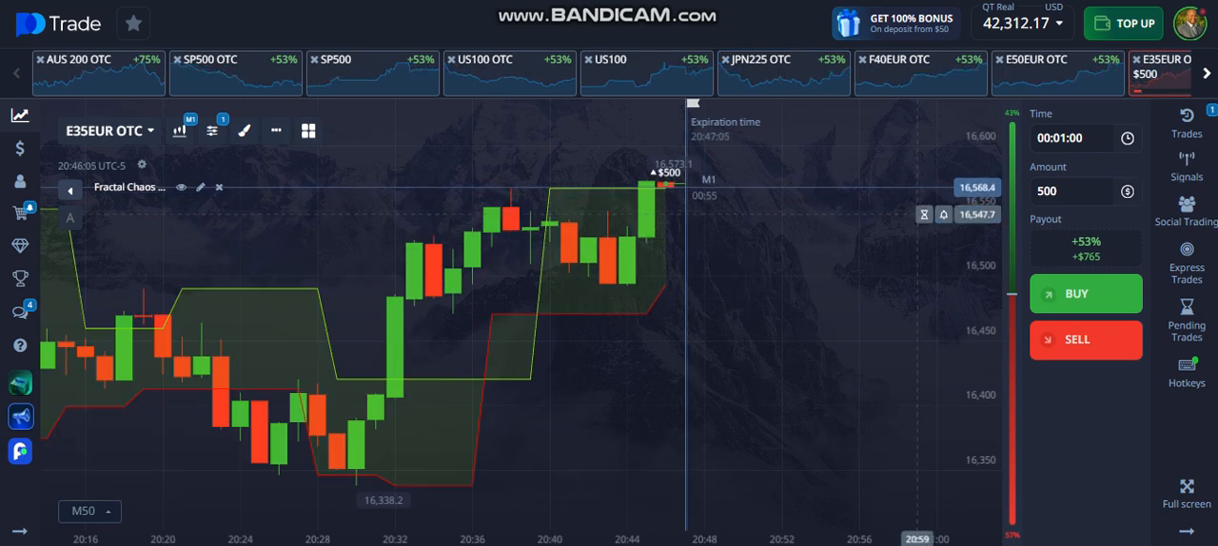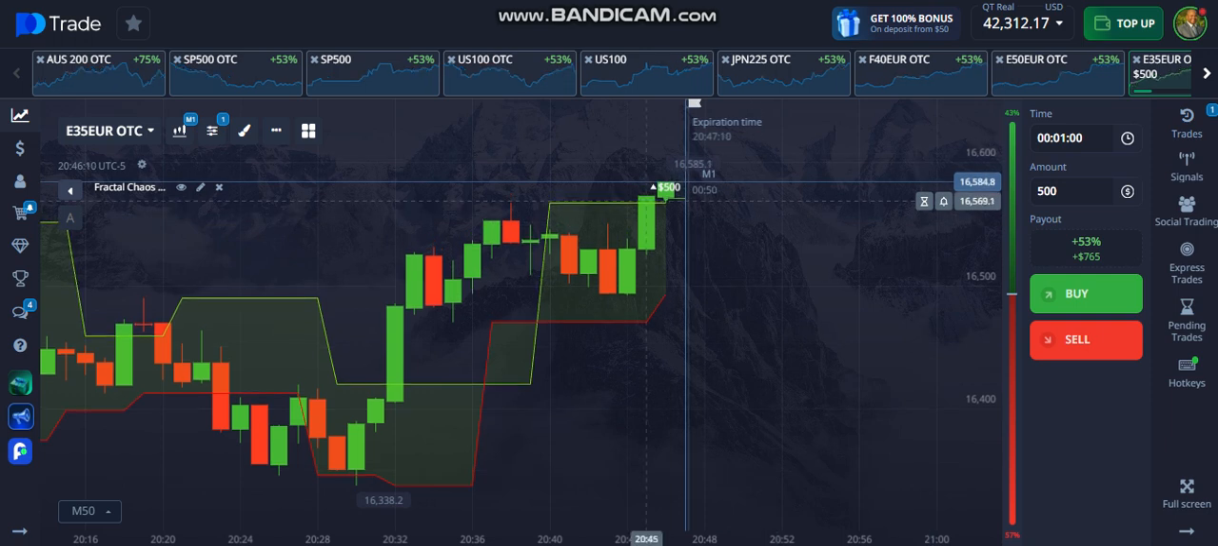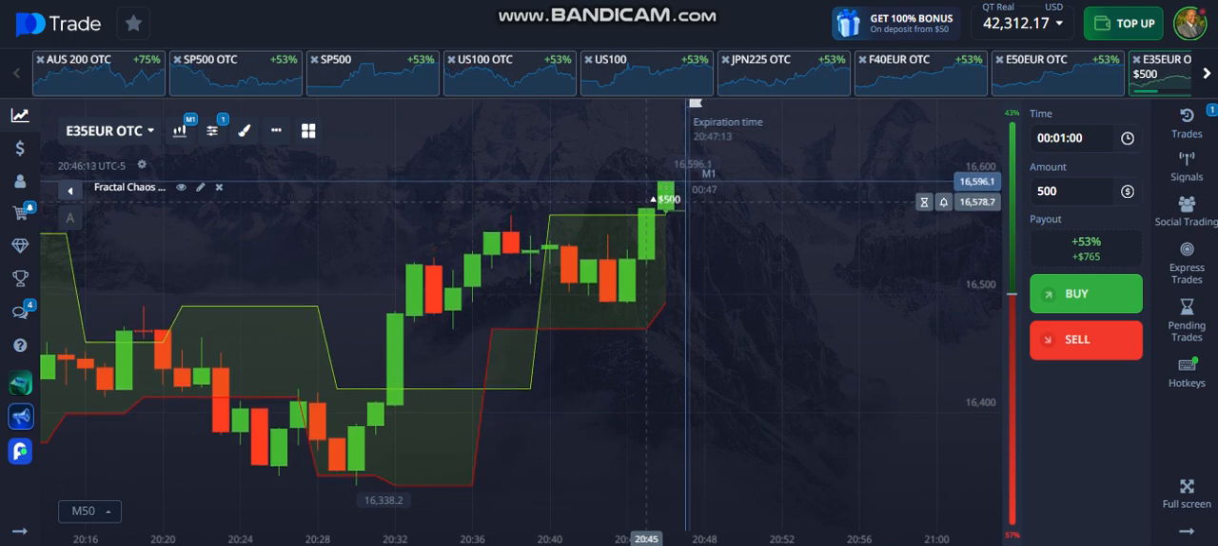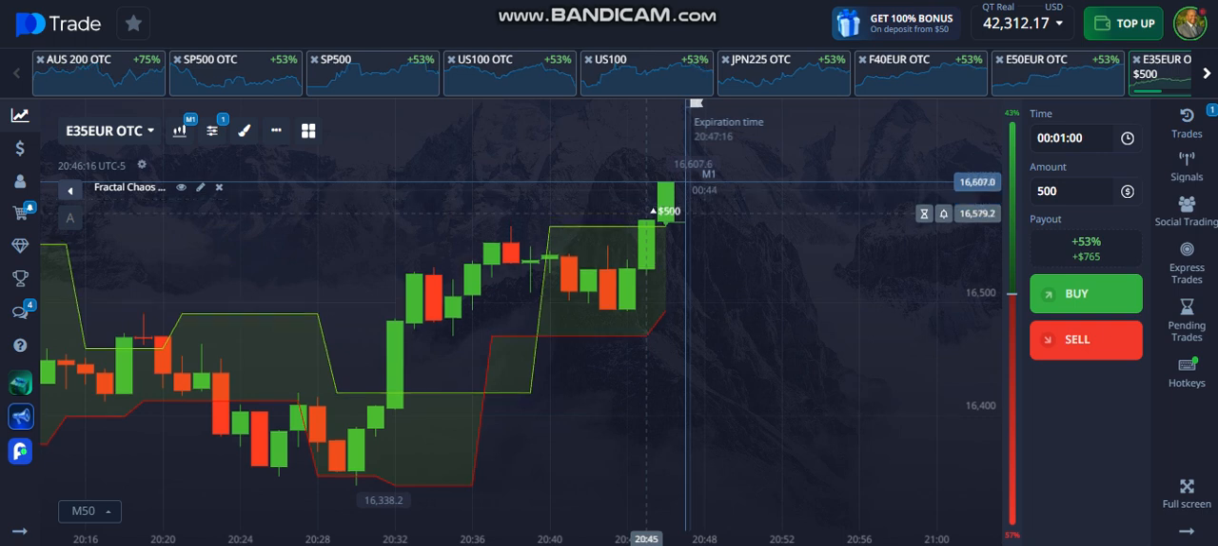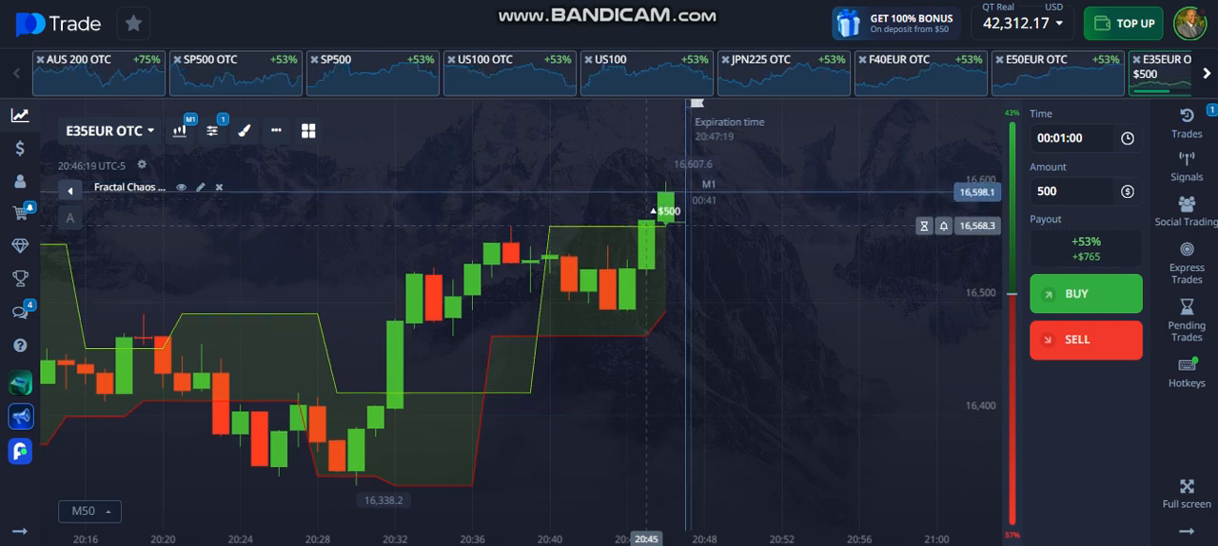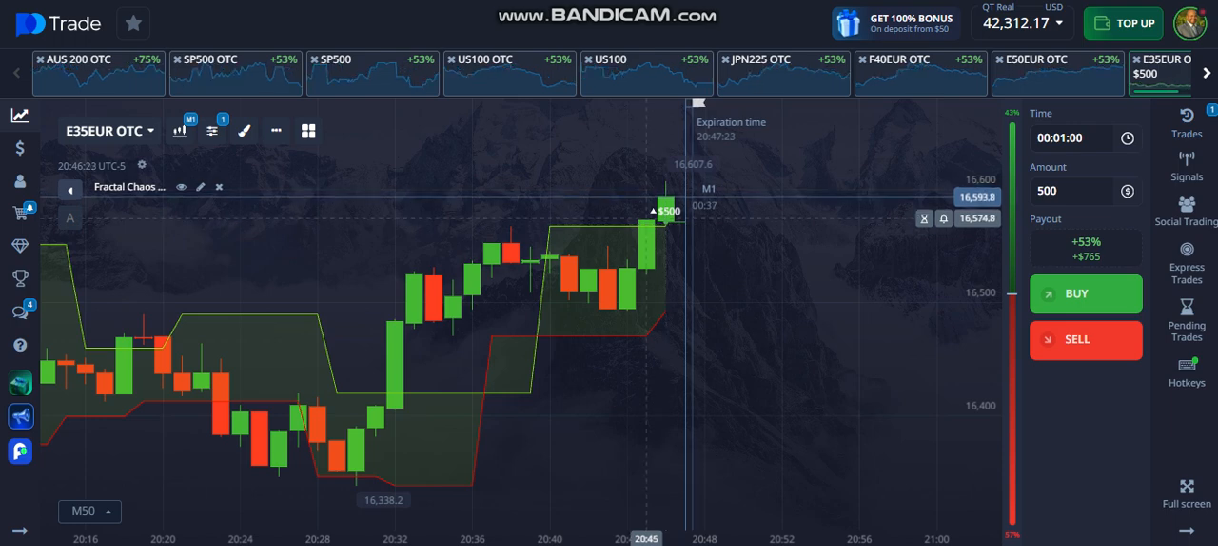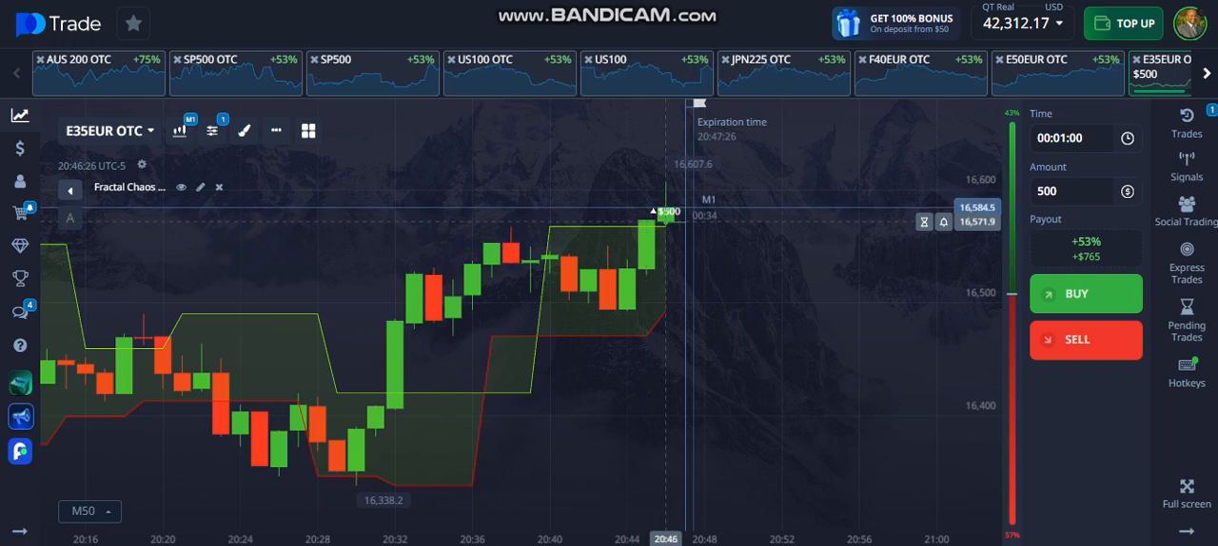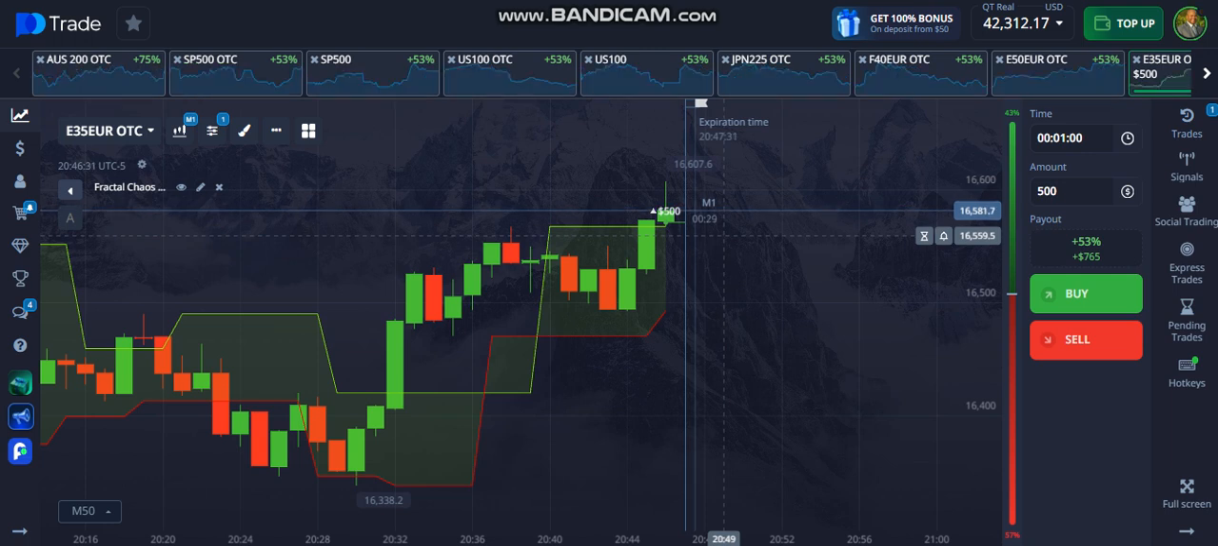Okay, so I'm on the E35 Euro stock index here, and similar to the previous trade, I noticed that the candle closed right outside the upper level of the fractal chaos band. So I waited for that to make sure the candle closed outside the band, which suggests a bullish movement, a bullish breakout upward. So let's monitor this trade and wait for the expiry.